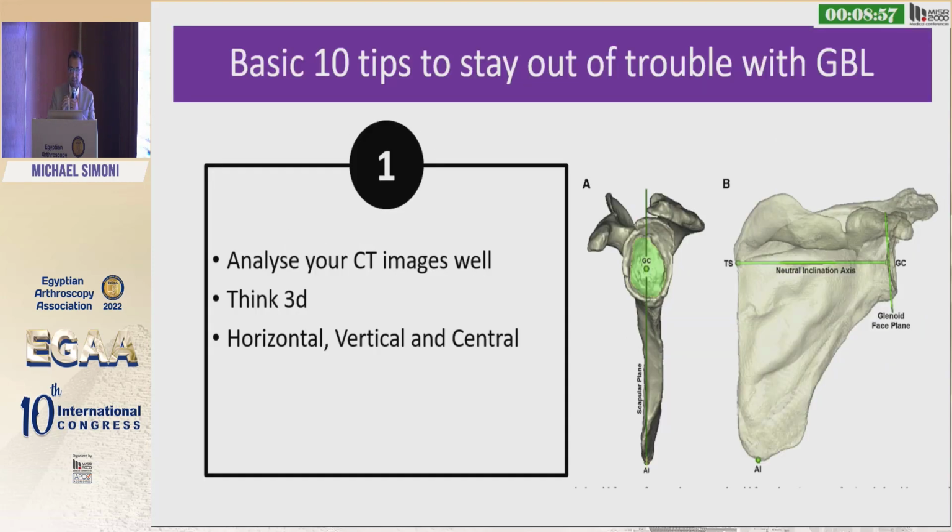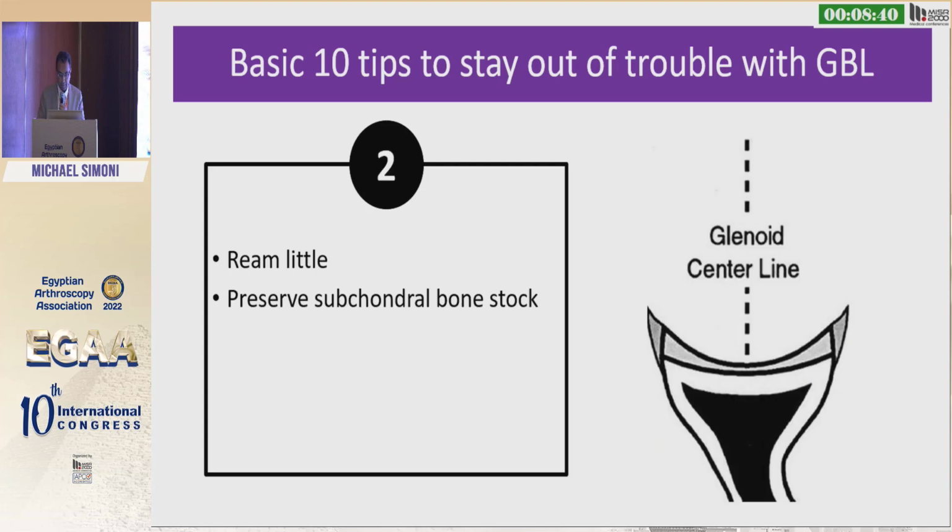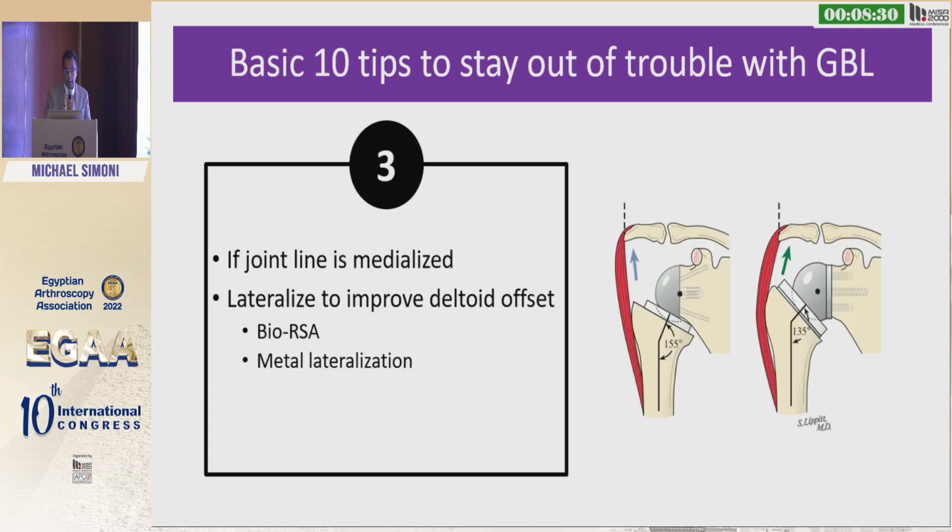So here are the basic 10 tips to stay out of trouble when you have a case with glenoid bone loss. First, analyze your CT images well. Think 3D. Always keep in mind the horizontal, vertical, and central wear of the glenoid. Second, please ream little. Preserve the subchondral bone stock as much as you can. Third, if the joint line is medialized, please lateralize it to improve the deltoid offset, either with the bio-reverse or with metal lateralization.